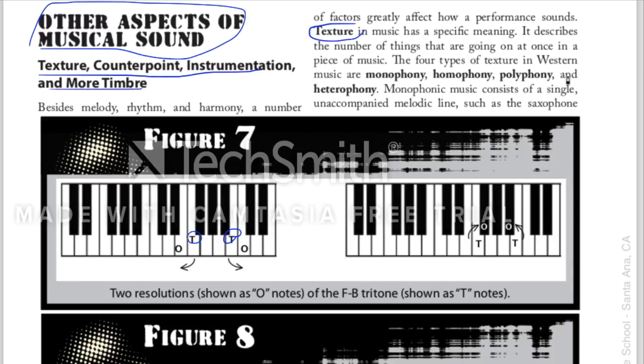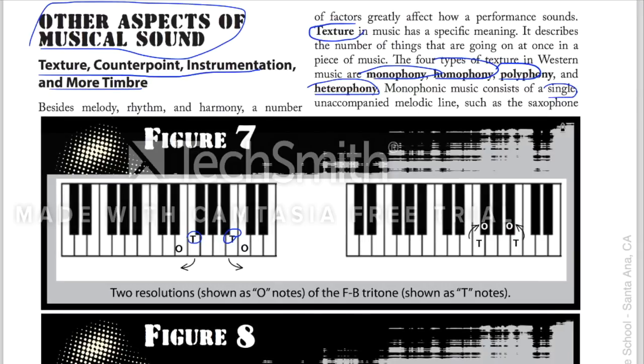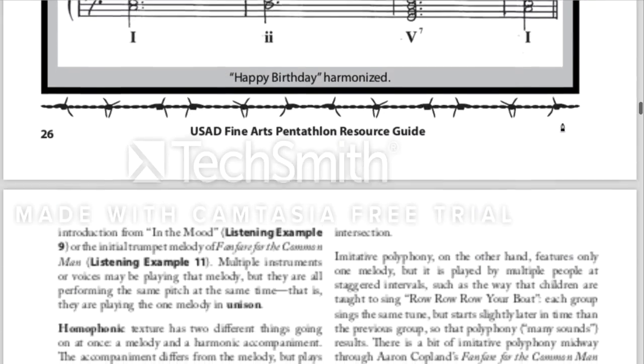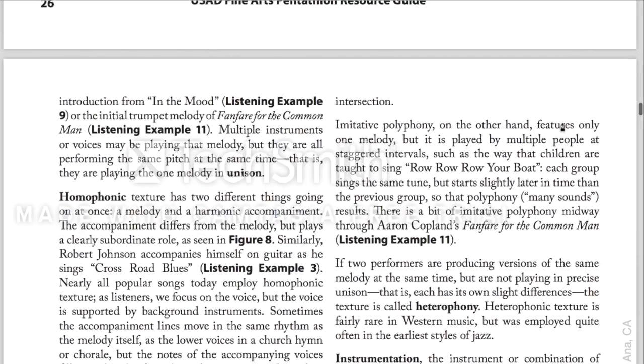The 4 types of texture in Western music are monophony, homophony, polyphony, and heterophony. All right, let's talk about these. Monophonic music consists of a single, because mono means one, unaccompanied melodic line such as the saxophone introduction from In the Mood in example 9, or the initial trumpet melody of Fanfare for the Common Man, which is from example 11.